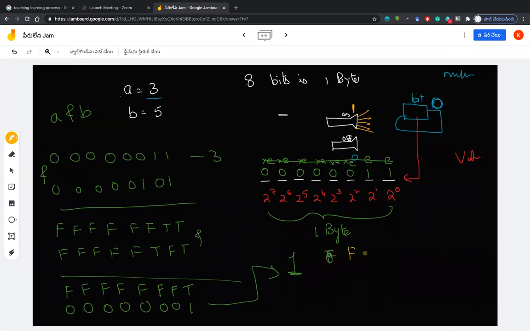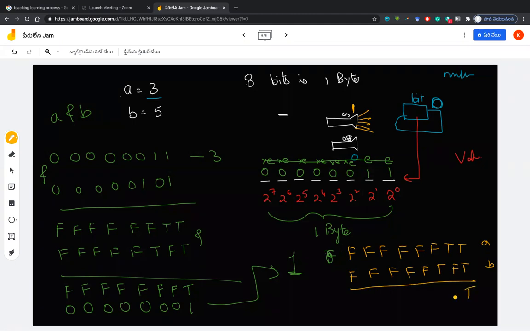So false, false, false, false, false, false, true, true. This is false, false, false, false, false, true, false, true. This is A, this is B. These are the values. Now tell me for OR: True.